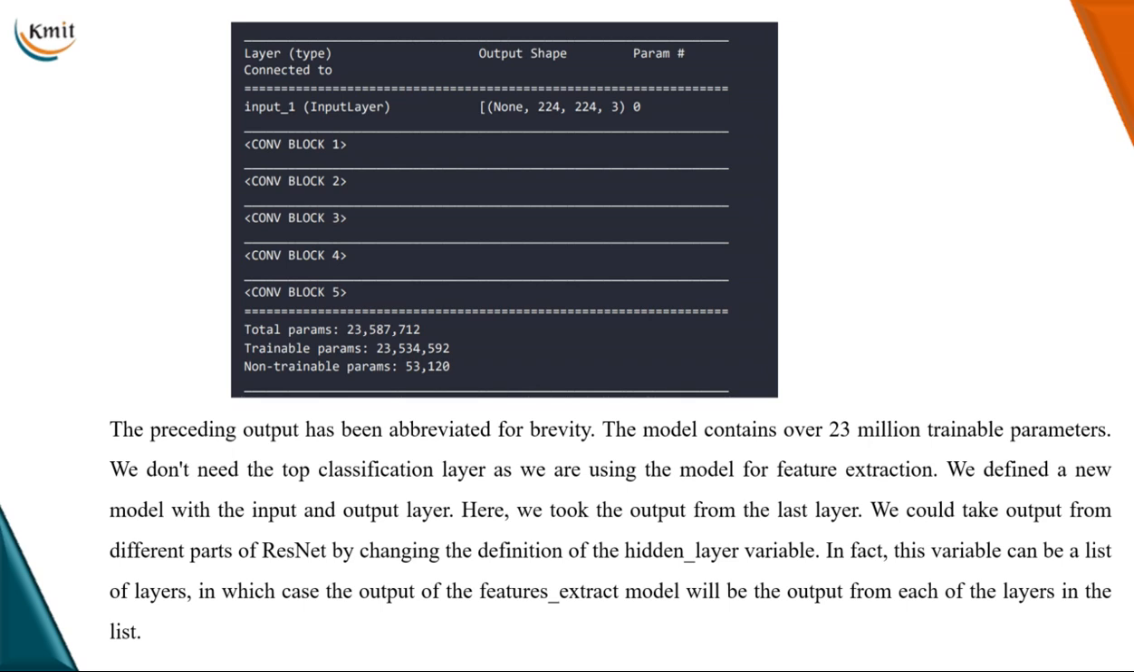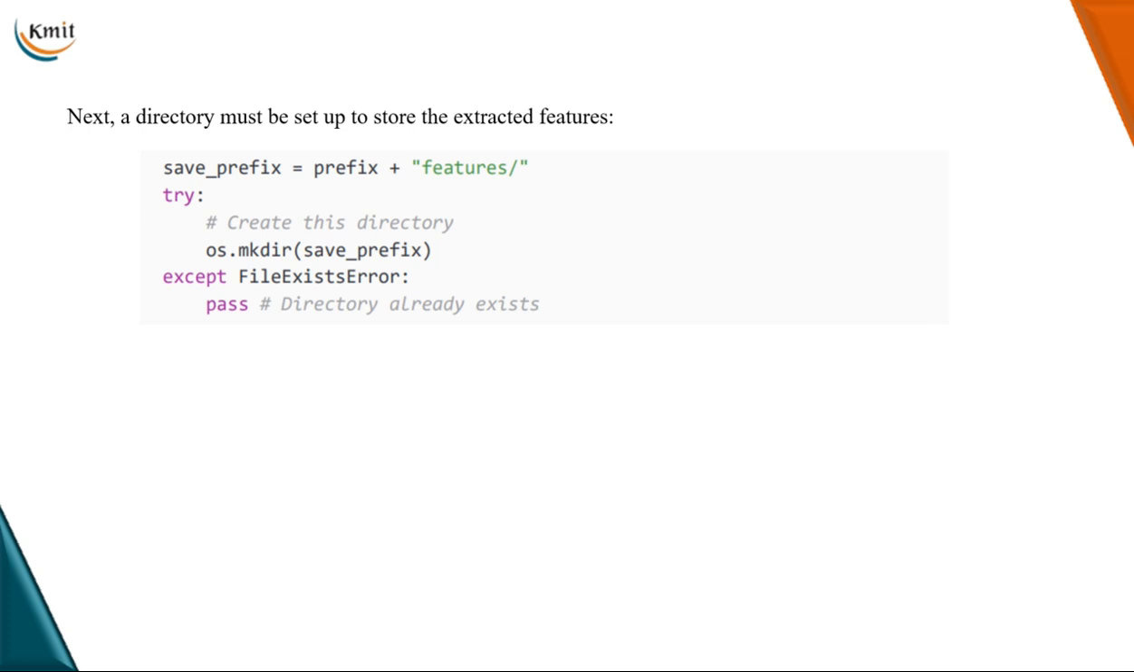We could take output from different parts of the ResNet 50 architecture where your pre-trained model is being taken from. You can change the definition of the hidden layer variable. In fact, this variable can be a list of layers, either the top, bottom, or anywhere in between from the pre-trained model that we have chosen, in which case the output of the feature extraction model will be the output from each of the layers. Once you are done with this, we will create a directory and set it up to store the extracted features.